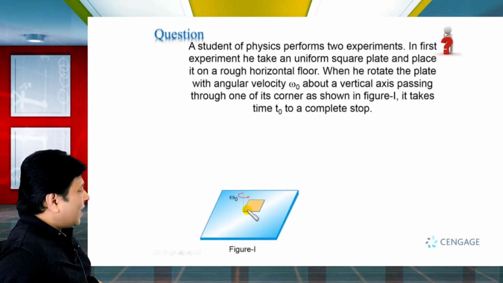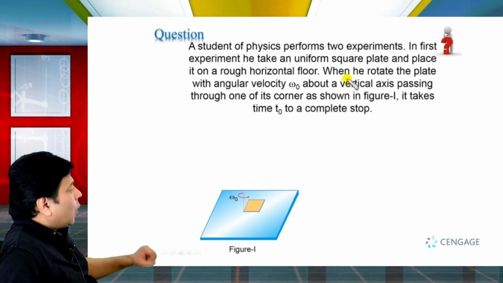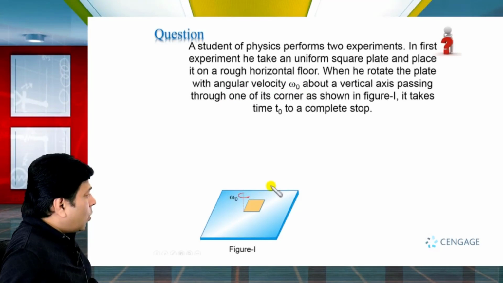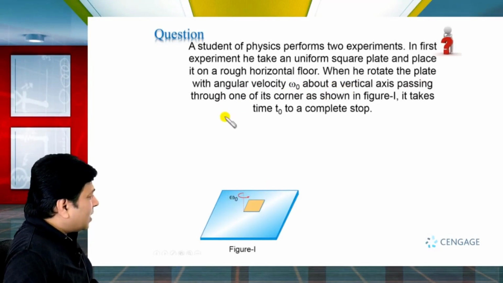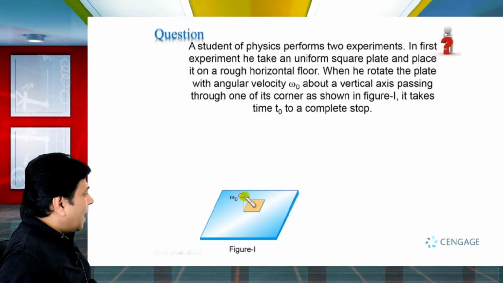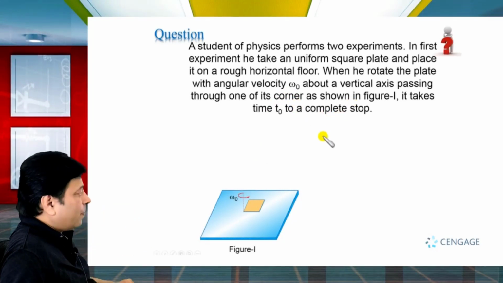This is the uniform square plate, and this blue colored surface represents a rough horizontal floor. He rotates the plate with angular velocity omega naught about a vertical axis passing through one of the corners. Here, this is the corner and this is the vertical axis, and the initial angular velocity is omega naught, and it takes t naught time to come to a complete stop.